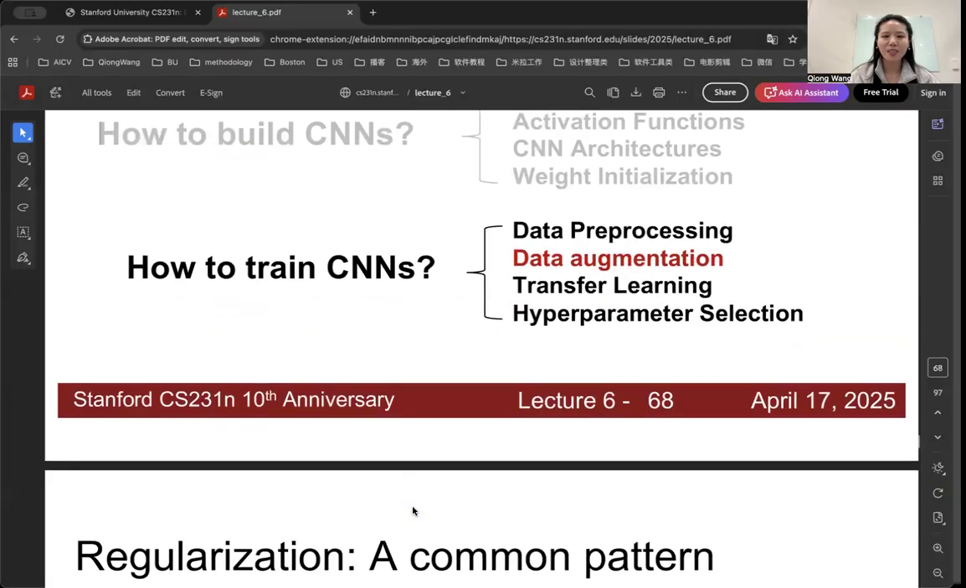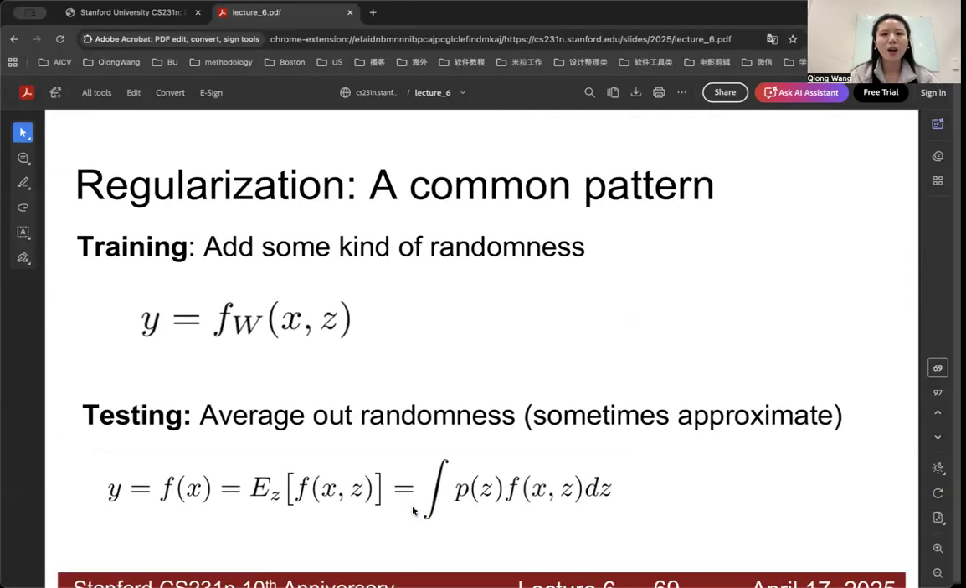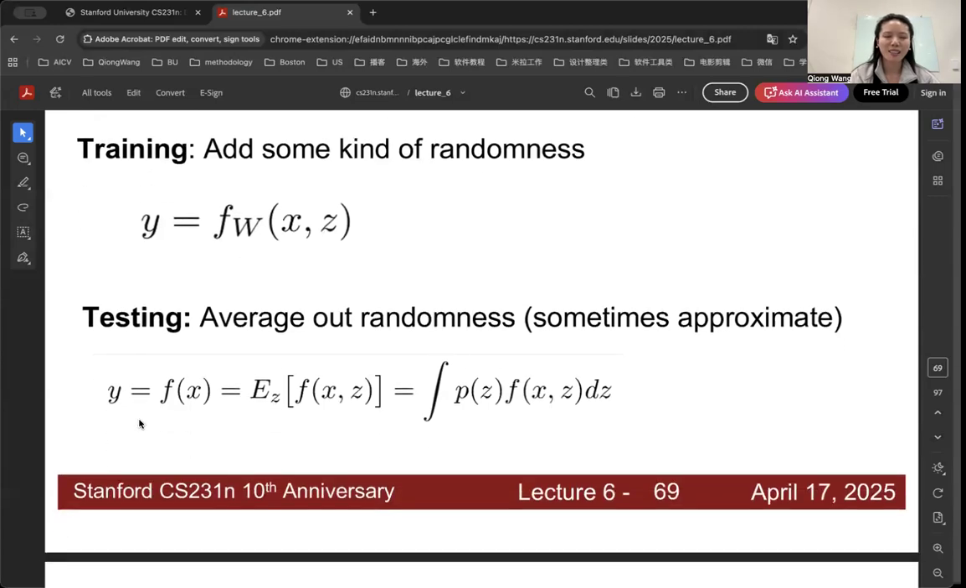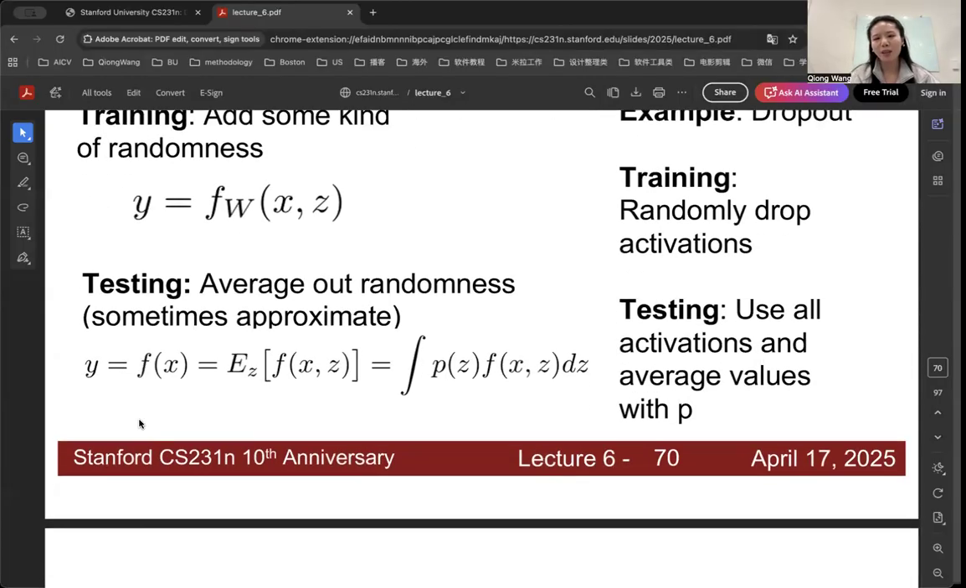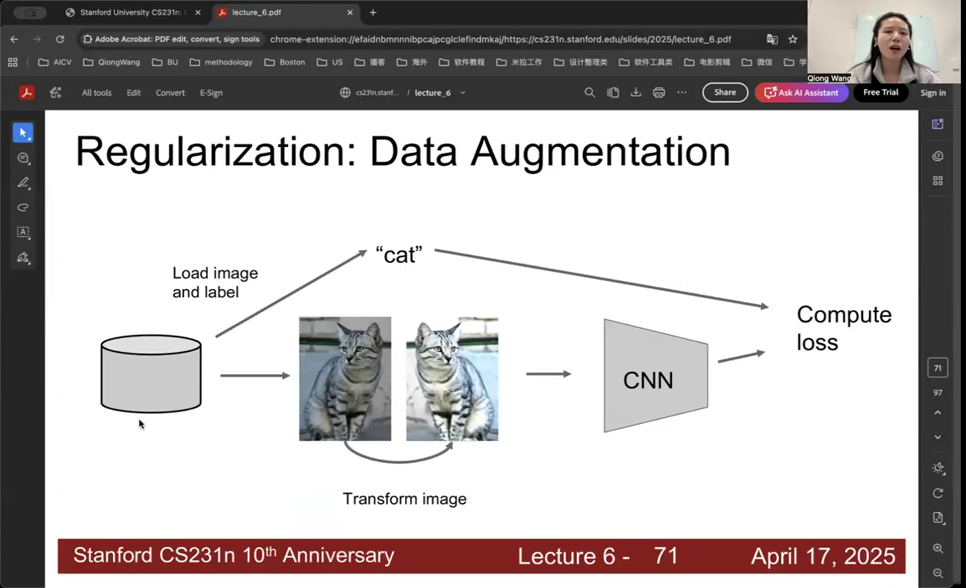Okay, the next part is data augmentation. This is one of the common forms of regularization. This means adding some kind of randomness to the original input during training time, and in test time, we need to average out the randomness. For example, with dropout, at training time we randomly drop activations, and during test time we use all the activations and average values with the probability number. Another way to do data augmentation is to work on the image directly.